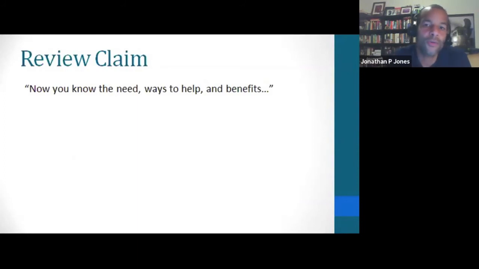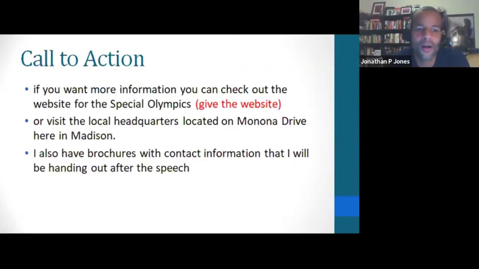Conclusion, she's got to review the claim and she's got to have a call to action, okay? So in reviewing the claim, she said, now you know the need, ways to help, and the benefits: the need for volunteers, the ways that you can help, and what the benefits are going to be, what the future is, all of that in one sentence. Perfect review of the claim. Okay, now her call to action.